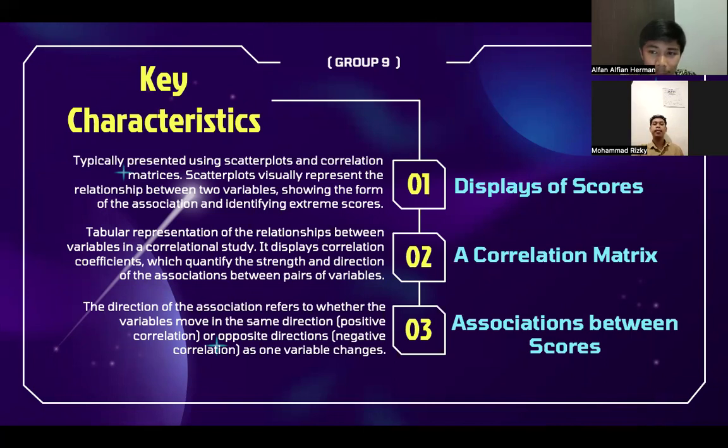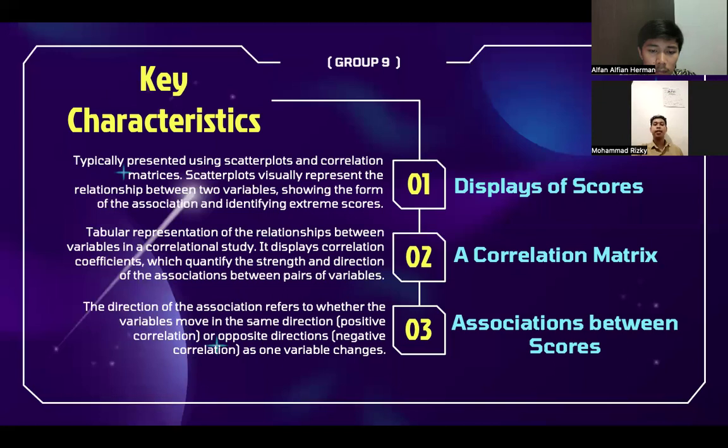Scatter plots visually represent the relationship between two variables, showing the form of association and identifying extreme scores. On the other hand, a correlational matrix displays correlation coefficients for the variables in a study, providing a tabular representation of relationships among variables. These visual displays are essential in understanding the direction, form, and strength of correlations between variables in correlational research. The second characteristic is a correlational matrix.